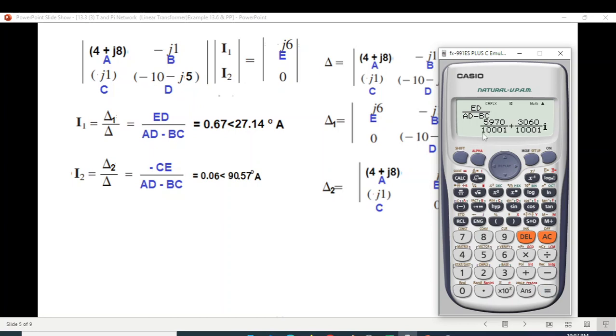Our answer is in a polar form. To get that, shift complex 2. The option r theta will select, that is 3, 3 equal sign. 0.6067, 0.67, and the angle is 20.137 or 20.14. So I1 is calculated. Now we can calculate I2 the same way.